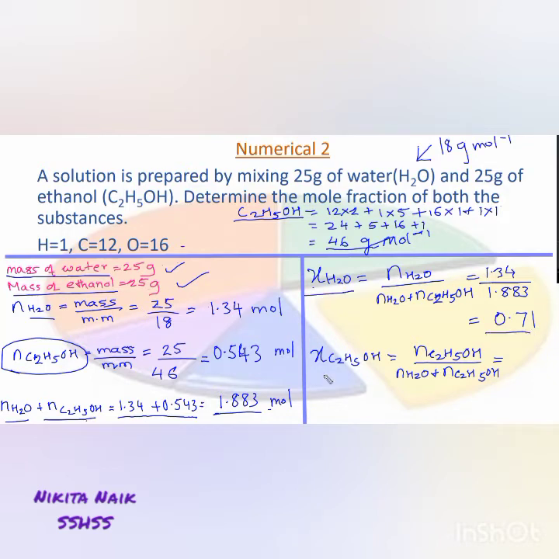Similarly, we can calculate mole fraction of ethanol: number of moles of ethanol divided by the total number of moles of solution, which will be equal to 0.543 upon 1.883, which gives us the answer 0.29. Hence, the mole fraction of ethanol is equal to 0.29.